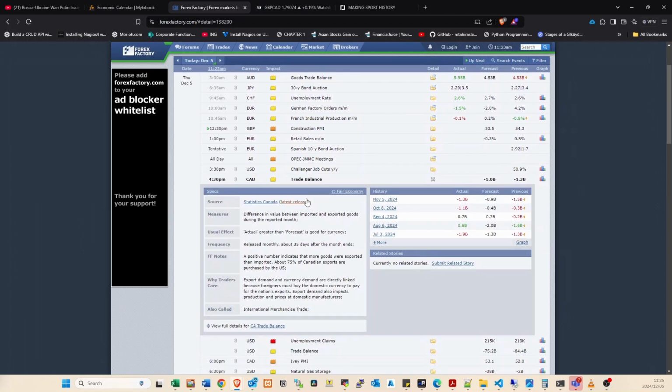So let's see what this is. This is coming up around 4:30 my time. It's the difference in value between imported and exported goods during the month. So actual greater than forecast is good for the currency. It's released after, and it indicates more goods were exported than imported. So that's also good for the economy if exports are higher than the imports purchased. Export demand and currency demand are directly linked. Foreigners must buy the domestic currency to pay for the national exports. Interesting. Export demand also impacts production price.